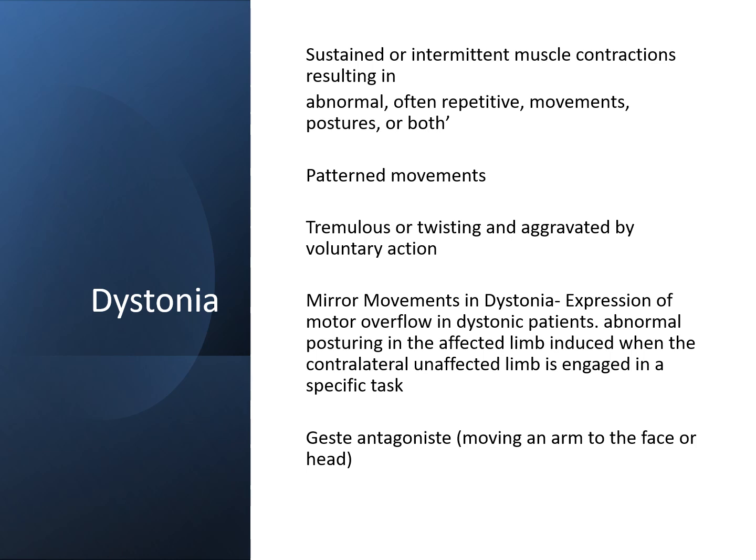Two characteristics of dystonia are mirror movements and geste antagoniste. What are mirror movements? An expression of motor overflow in dystonic patients. That is, abnormal posturing in the affected limb induced when the contralateral unaffected limb is engaged in a specific task. We will see one example in the next slide. What is geste antagoniste? These are sensory tricks normally present in patients with dystonia. Once they touch the portions affected by dystonia, the intensity of the dystonia will reduce.